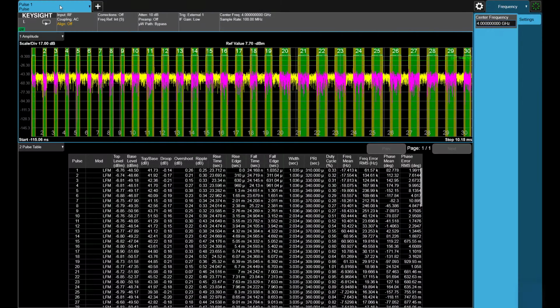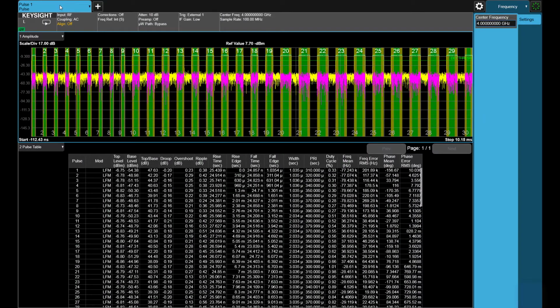Today we are going to capture a pulsed radar signal and use scatter plots to do statistical analysis. We will capture things like pulse repetition interval and pulse width and look at how they vary over time. Let's get started. Here's our signal under test, which is centered at 4 GHz.